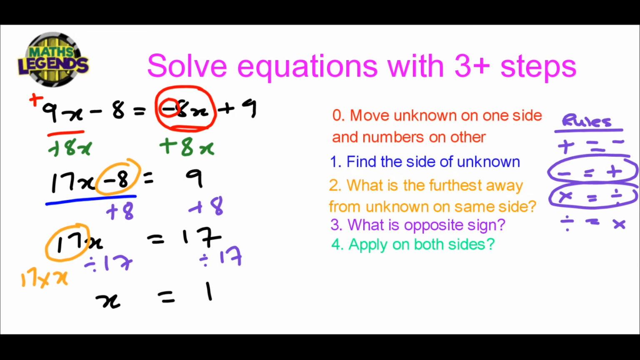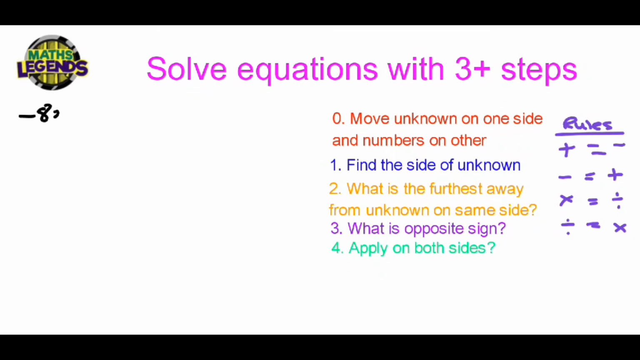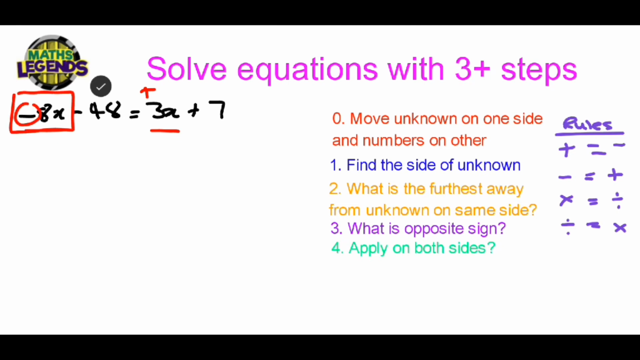Let's look at another example. Minus 8x minus 48 equal to 3x plus 7. Here again we have the x's on both sides. So we're trying to get rid of these so we don't end up with a negative. So this one is a positive and this is negative. So we're going to try to get rid of the minus 8x.